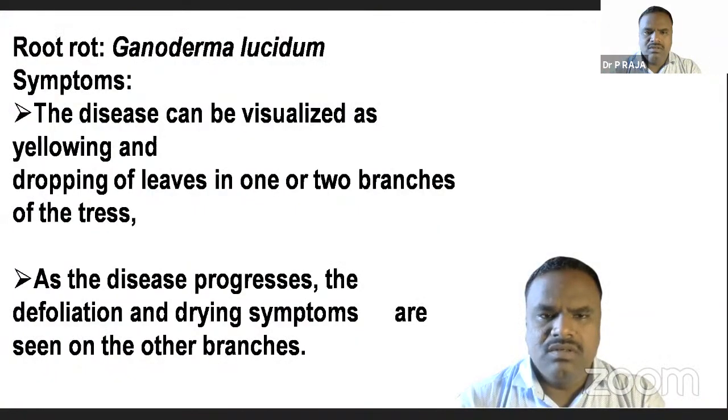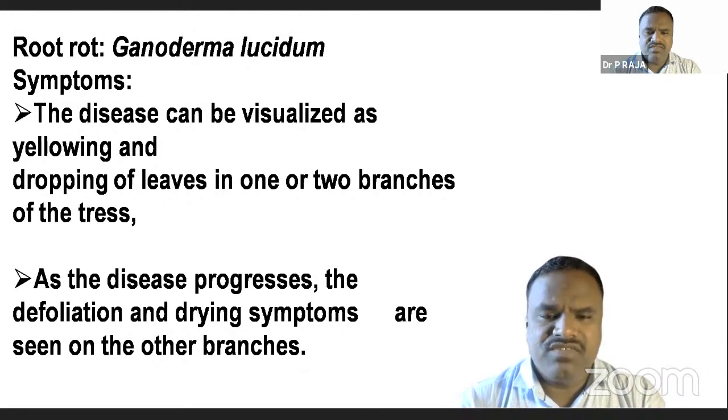Okay, so come back to the root rot disease, Ganoderma lucidum. It is a more problematic disease in forest areas, and this pathogen is present in the soil. When it starts affecting the forest, slowly it will show yellowing, because the pathogen multiplies in the xylem and phloem, so the movement of water and nutrients is affected, and the plants slowly show yellowing symptoms on the branches.